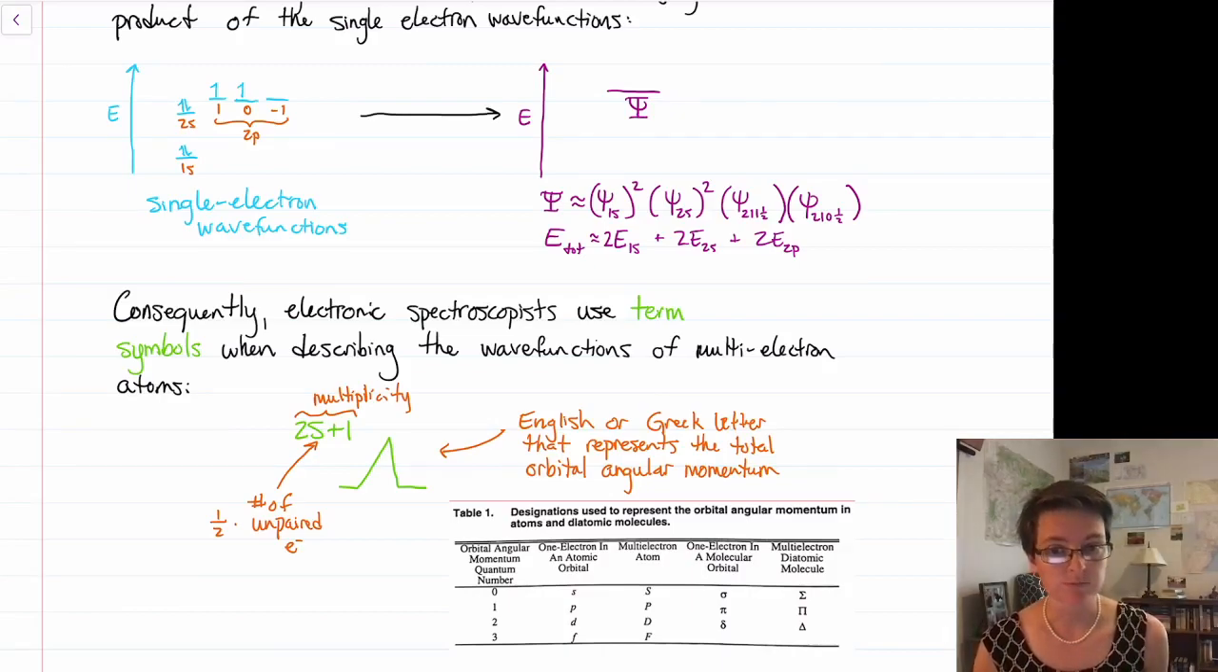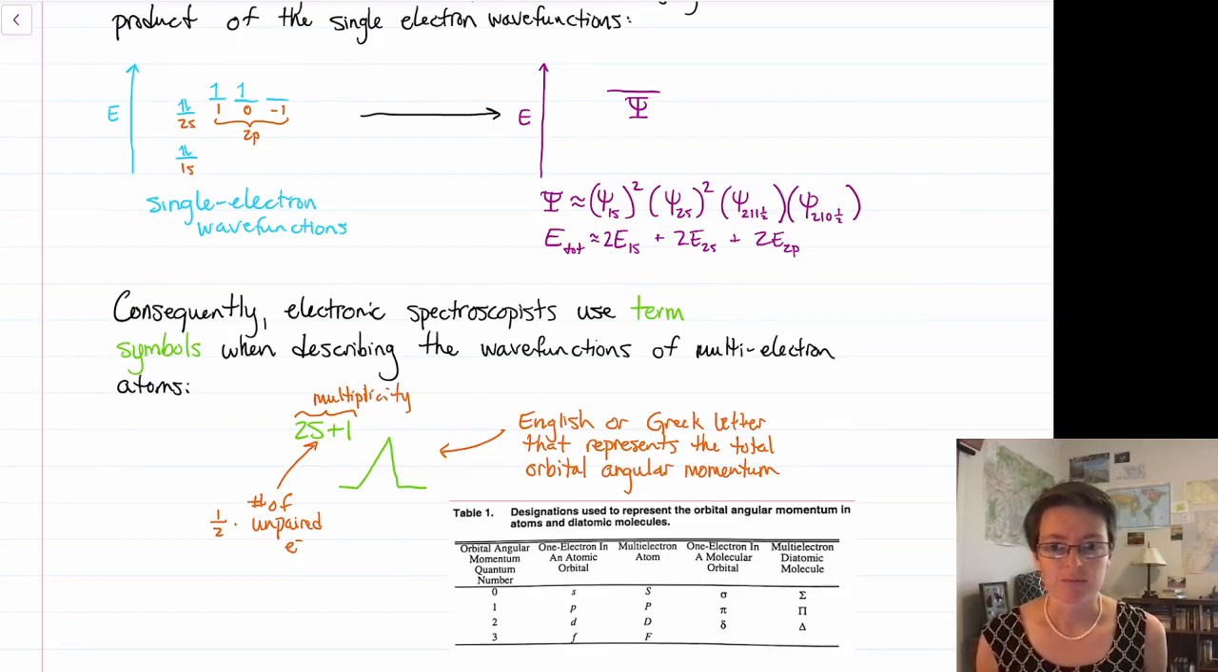And so electronic spectroscopists use something called term symbols to depict what electronic state a particular atom is in at a particular moment. Term symbols have two pieces to the notation. There's a superscript that shows up in the upper left-hand corner that describes the multiplicity of the system. We've talked a little bit in this class about multiplicity, especially in lab.